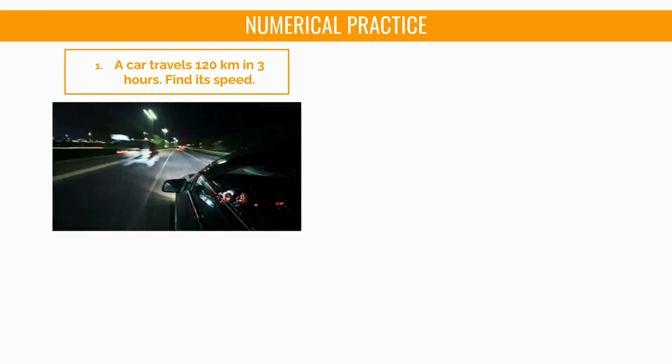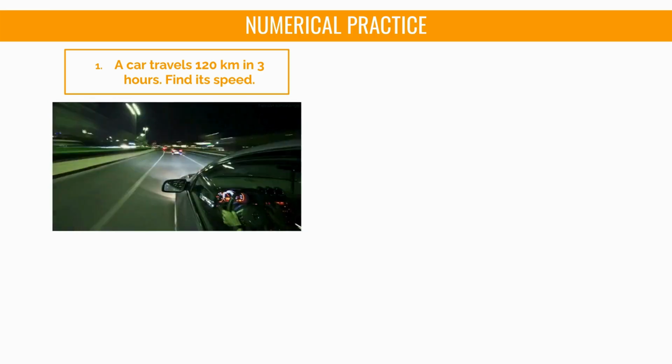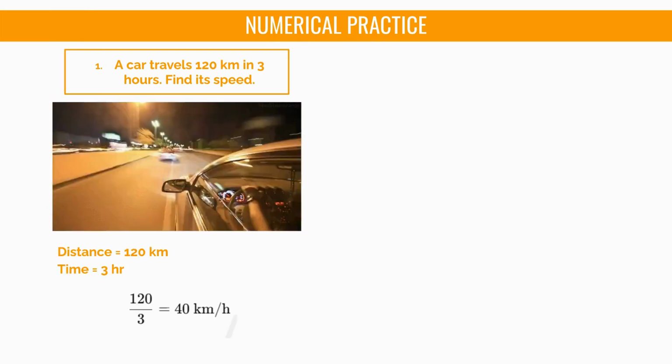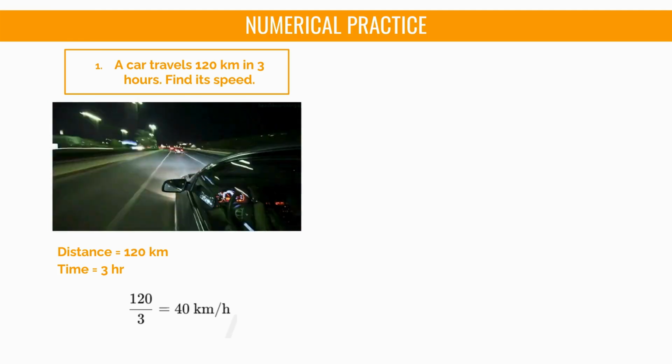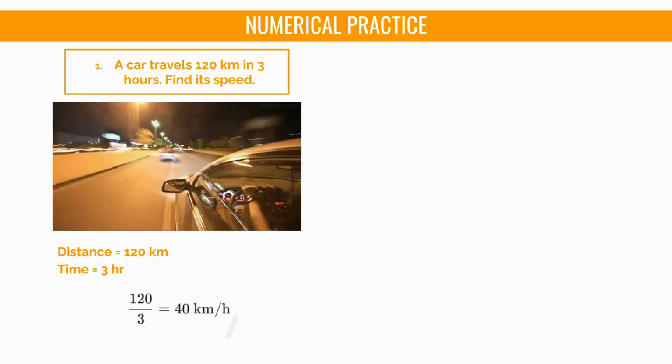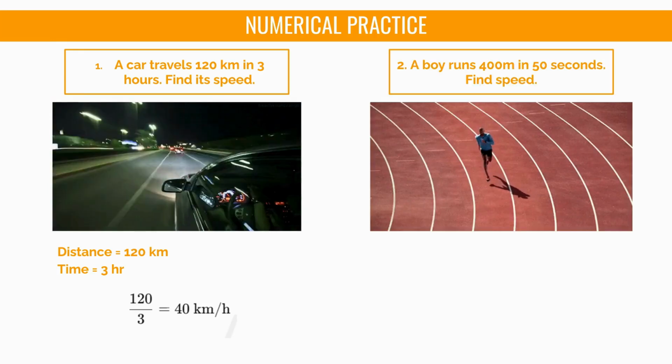A car travels 120 km in 3 hours. Find its speed. Total distance covered is 120 km. Total time taken is 3 hours. So, speed of the car is 40 km per hour.